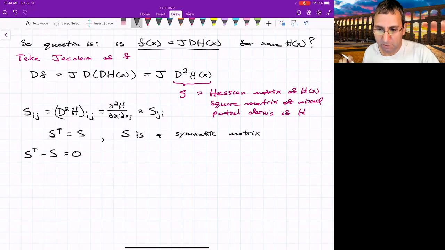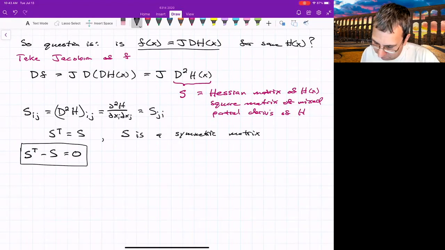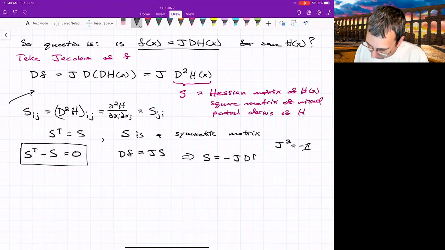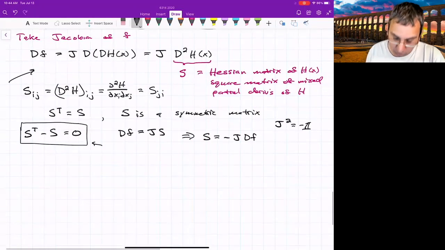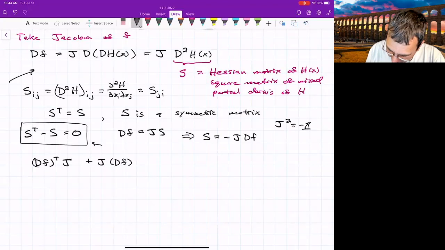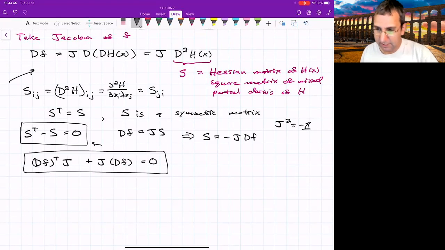That's the condition that we're going to use, because we can write S in terms of the Jacobian of F. From up here, we've got DF equals JS. So now rewrite this so that S is on one side. Just multiply both sides by negative J. Remember the property of J? J times itself equals negative the identity. So we can rewrite this as S equals negative J times the Jacobian of F. If we plug this into the boxed equation over here, what we'll end up getting is DF transpose J plus J DF equals zero.